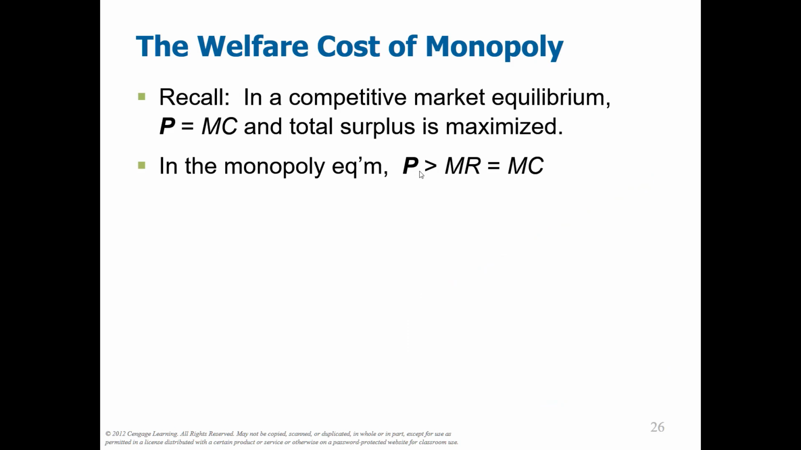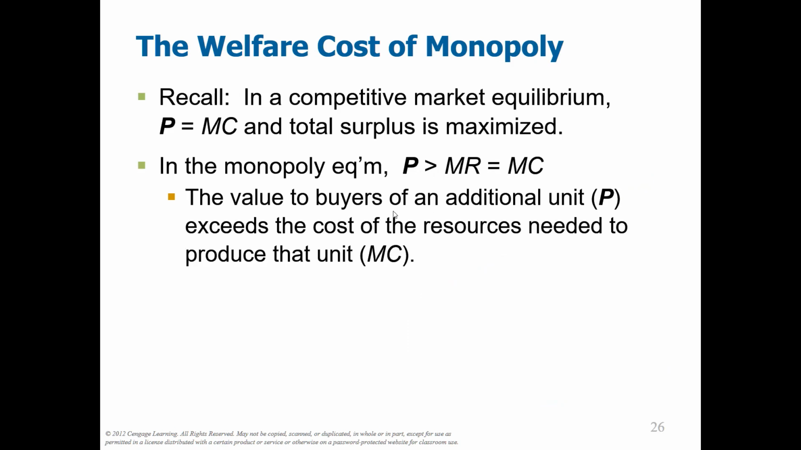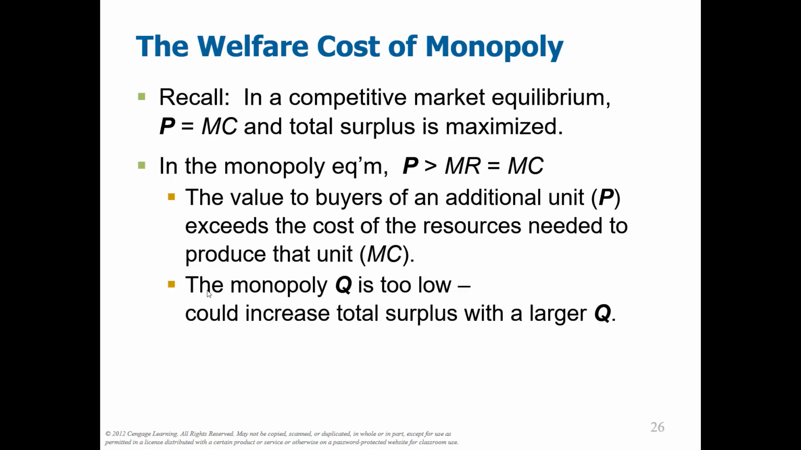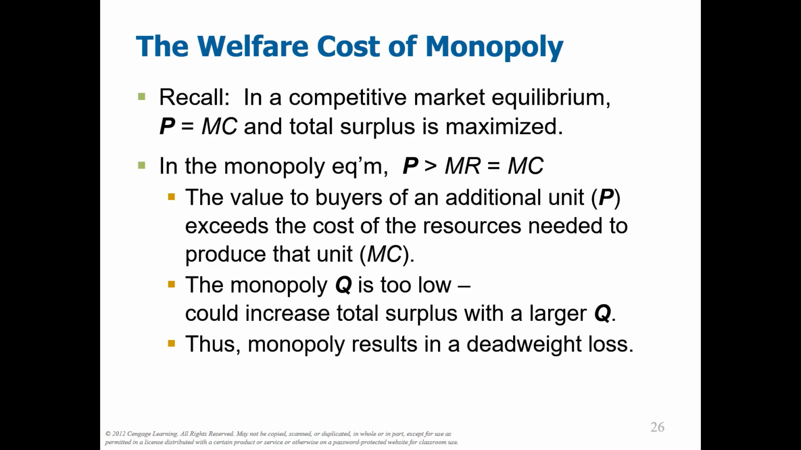However, in the monopoly, price is larger than marginal cost. So what's going to happen is the value to buyers of an additional unit exceeds the total cost of resources needed to produce that unit. As you're going to see, the monopoly quantity is too low. It doesn't maximize welfare. It doesn't maximize total surplus. To maximize total surplus, it should increase Q. It doesn't produce enough to maximize total surplus. It would maximize if you produce more of it. Thus, the monopoly results in a deadweight loss.